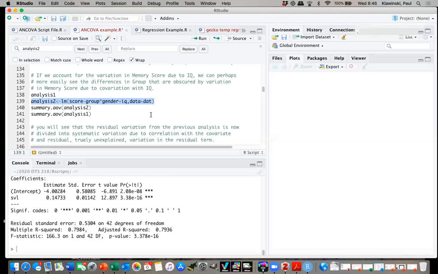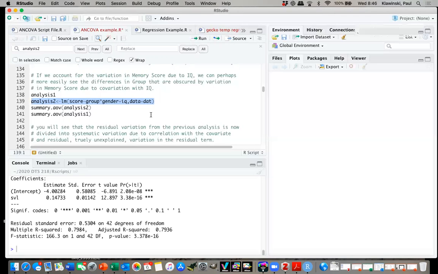So what you have here is I've given you an example of a one-way analysis of covariance. And now I've asked you to do a two-way analysis of covariance. Nothing has really changed except now you have a second categorical variable. But all the concepts still apply.